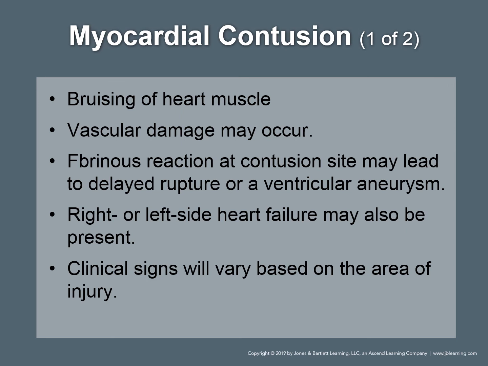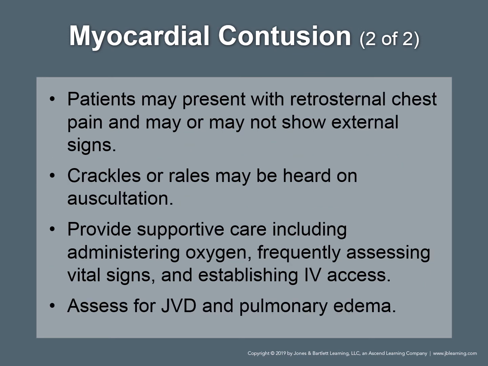Myocardial contusion is a bruising of the heart muscle. You get heart and blood vessel damage from that bruising. You get a fibrous reaction at the contusion site, which is kind of like a blood clot that starts to form. That can cause a ventricular aneurysm. That clot can break apart, and the ventricle can actually start to bleed into the pericardial sac. You may have right or left-sided heart failure, so you want to check for rales in your lung fields for the left side, and swelling in the ankles or other parts of the body for your right side. Depending on how bad it is, patients will present with retrosternal pain, or pain right behind the sternum, or they may not show any external pain.